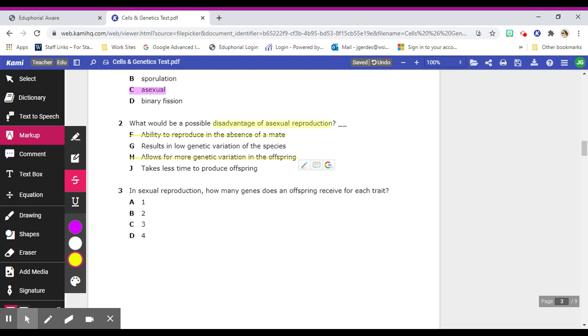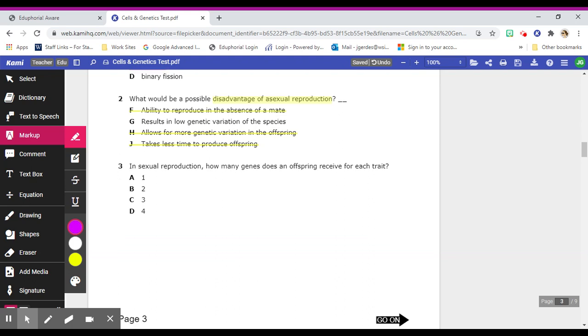Takes less time to produce offspring. So that would be possibly another benefit, but we're looking for a disadvantage. So I'm going to cross that out. So the only logical choice is G. G is our answer choice. I meant to highlight that. So G is your answer.